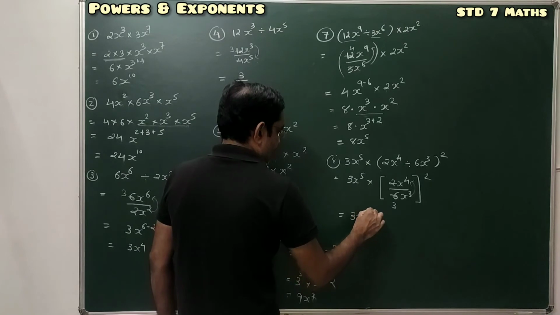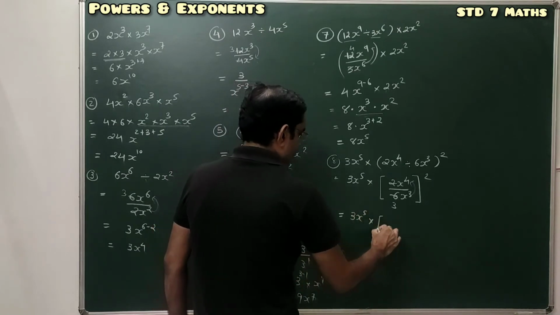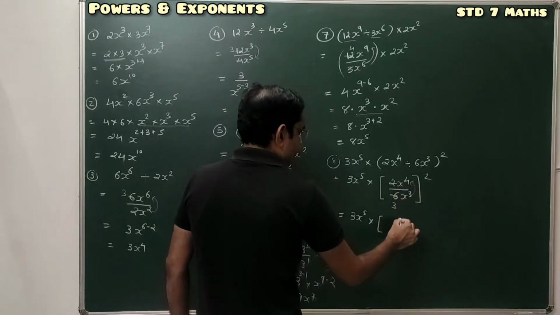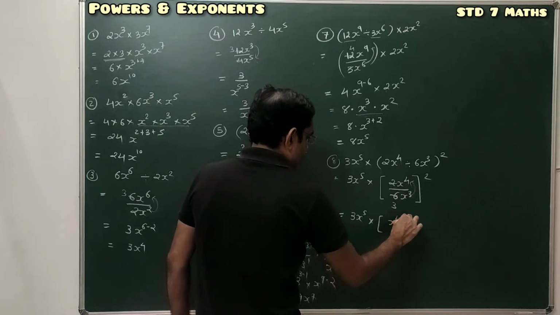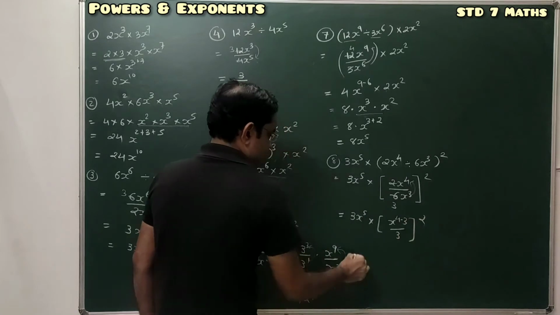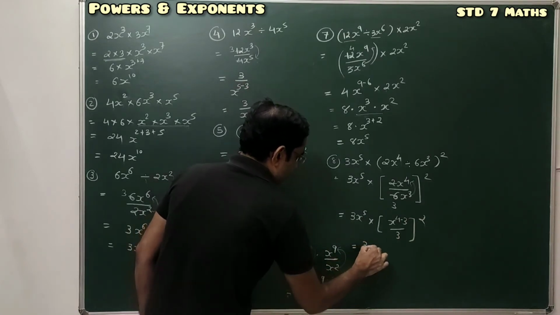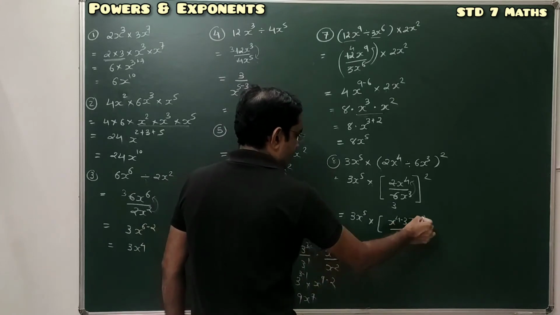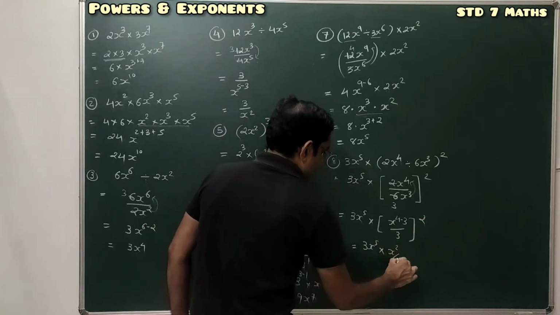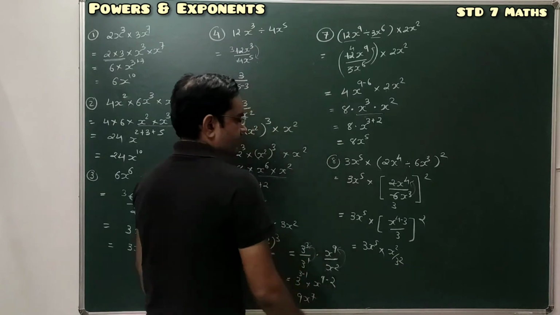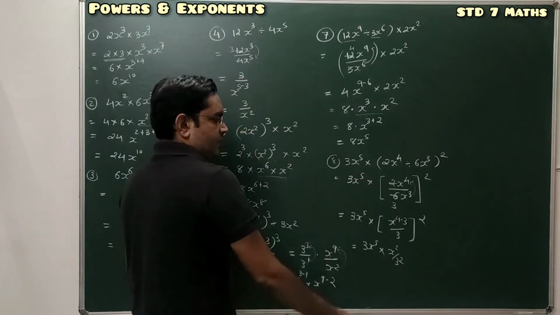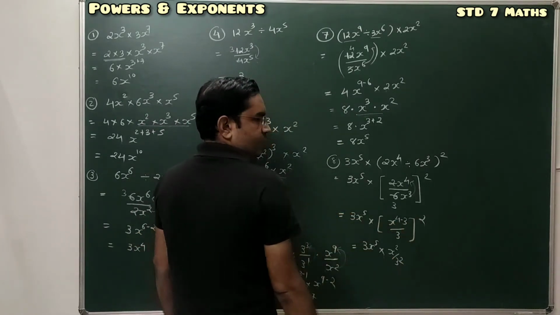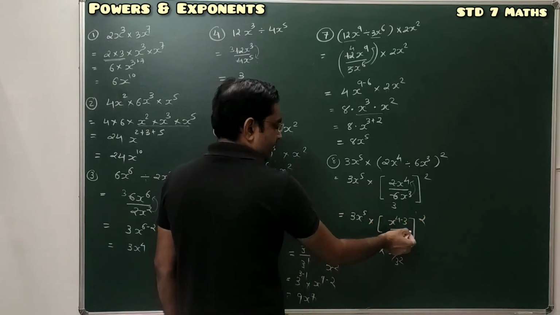So this one is 3x raised to 5 multiplied by x raised to 4 minus 3 upon 3 raised to 2. This one is 3 x raised to 5 into x by 3 whole squared, that is x square by 3 square. So it's a power of division. So we can apply this power to the numerator as well as the denominator.